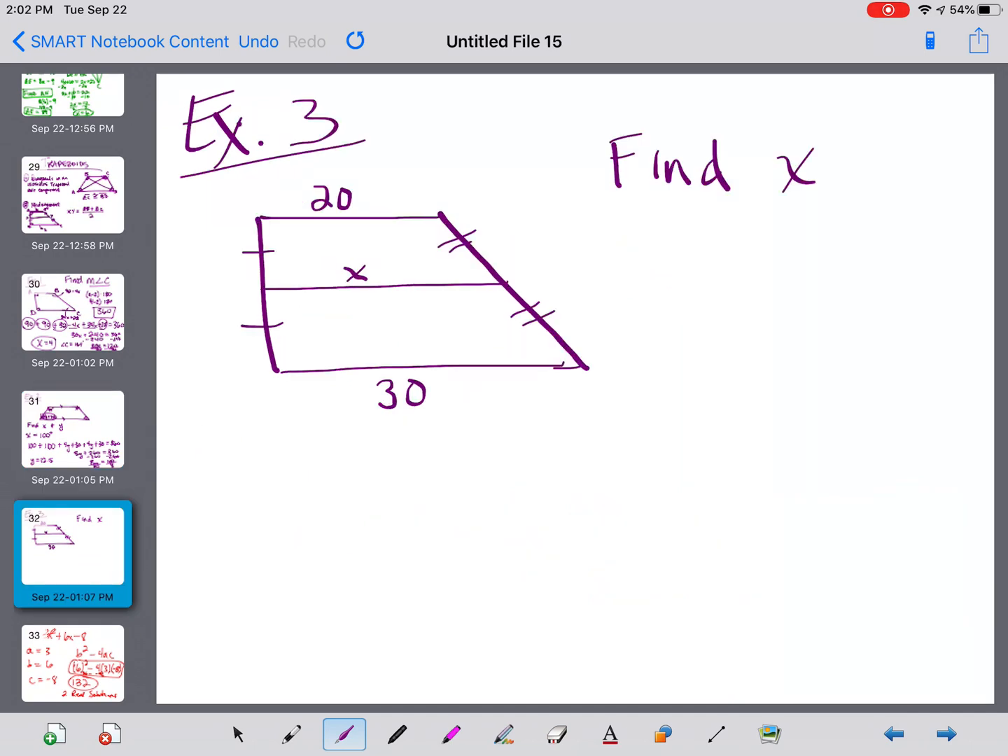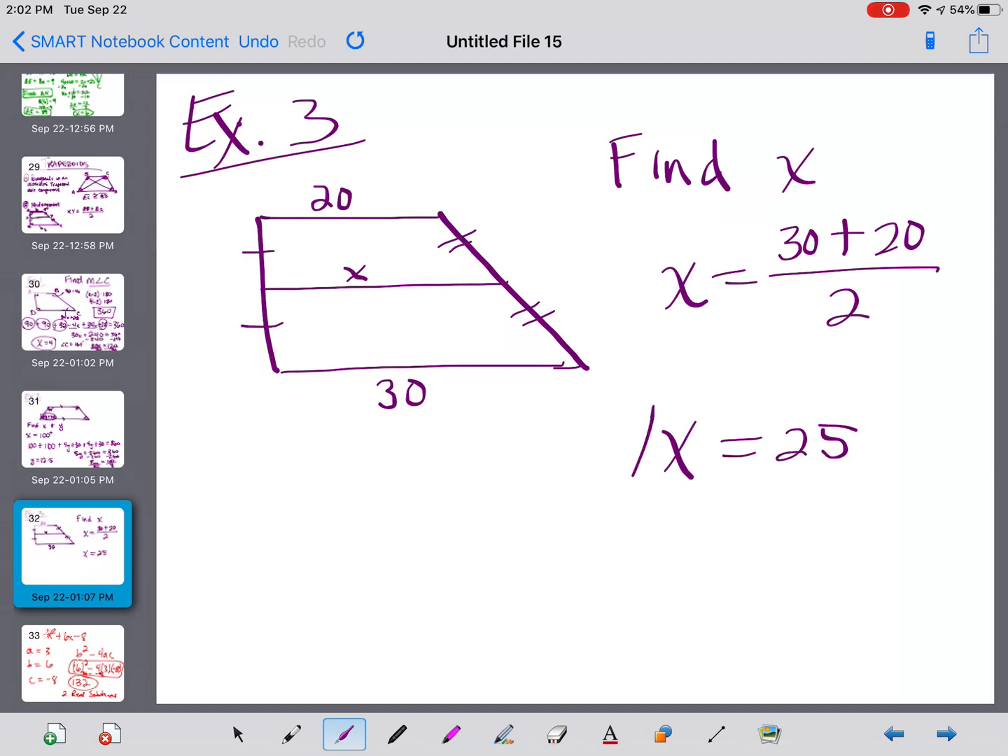Last example is using our mid-segment theorem to find the mid-segment. To find it, we add up our bases. Base 1 could be the 30, plus base 2 is our 20, and we cut that in half. That means the mid-segment would be the length of 25.